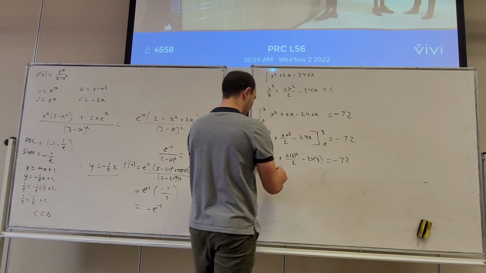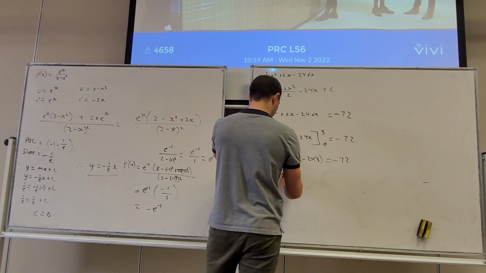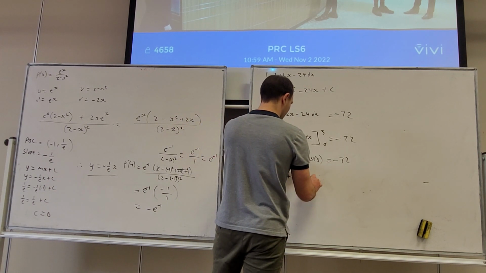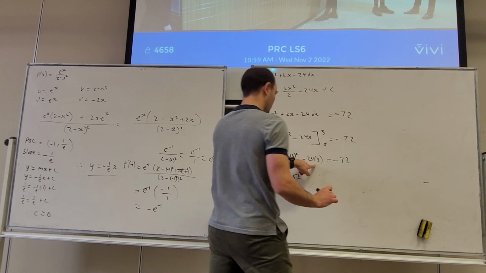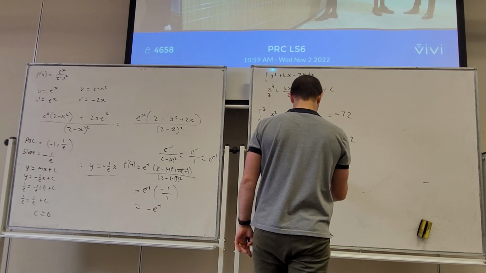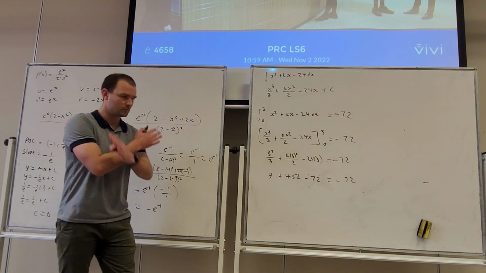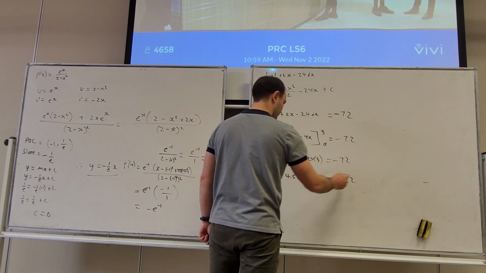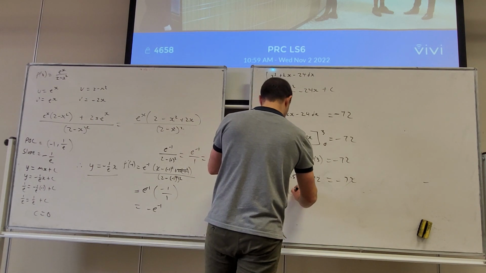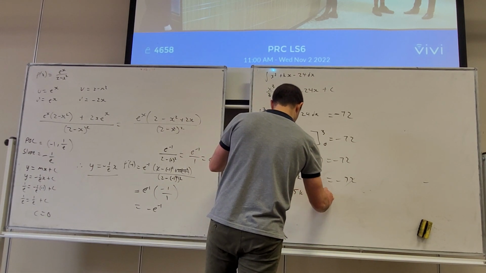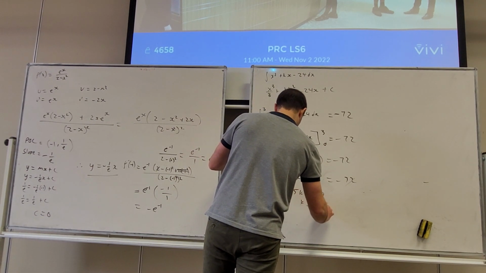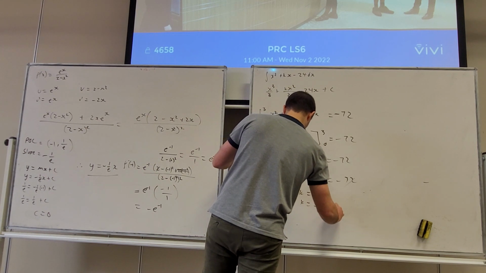We've got 27 on 3 is 9. We've got 4.5k. And we've got 24 times 3, 72 as well. Alright, so we've got negative 72 on both sides. We can get rid of those. So we've got 4.5k equals negative 9. So k is negative 9 on 4.5, negative 2.